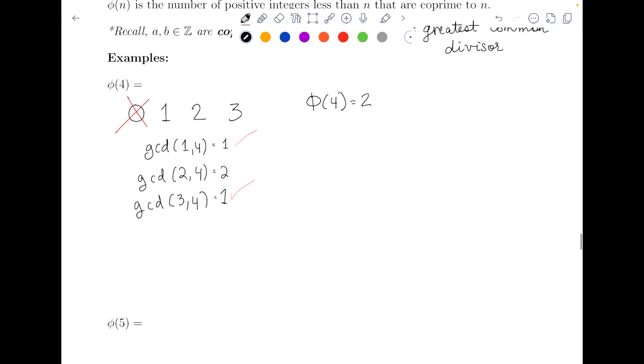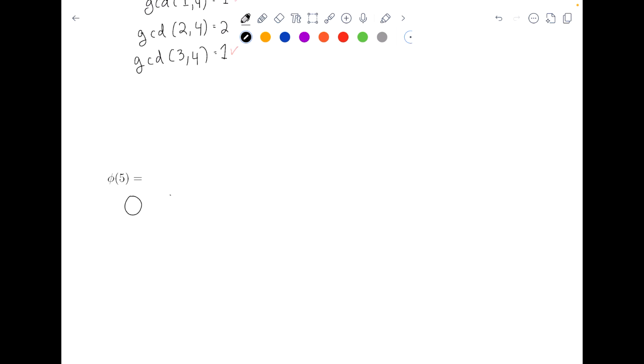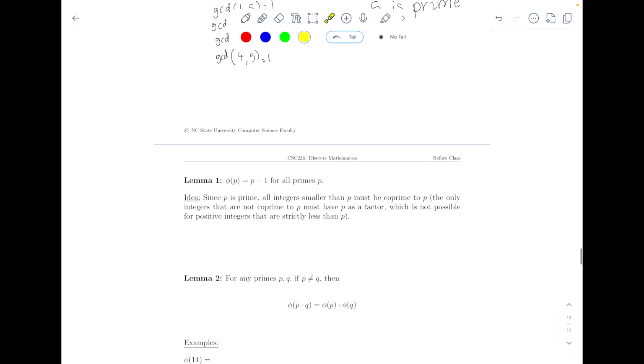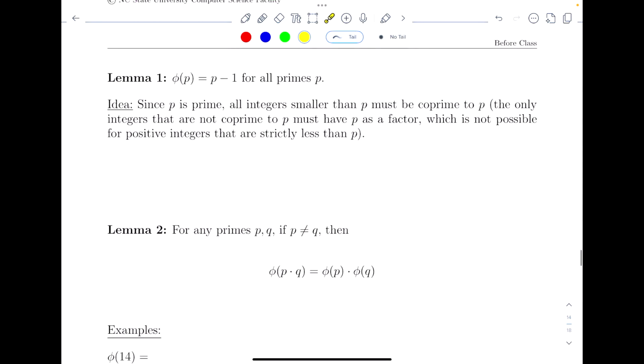Let's look at one more example. So again, thinking about those numbers less than 5, 1, 2, 3, 4, and of course, I always kick out 0. And then thinking about the GCD of each one of them. Phi of 5 is equal to 4. One of the reasons we can conclude that is 5 is prime. And so all of the positive numbers that are less than it are going to be coprime.